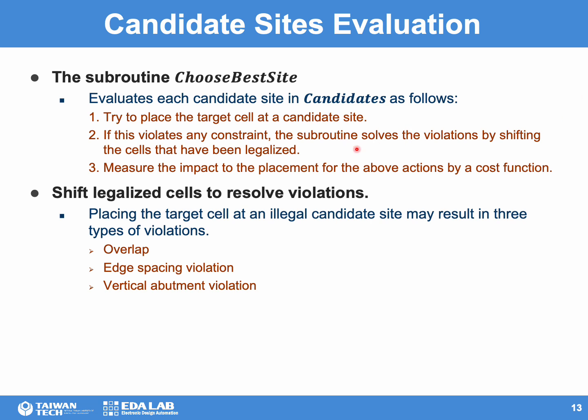During the process of placing the target cell and moving other cells, 3 types of violation may occur, which are overlap, edge spacing violation, and vertical abutment violation. After attempting to place the target cell on each candidate position, the algorithm ultimately selects the candidate site with the lowest cost to place the target cell.